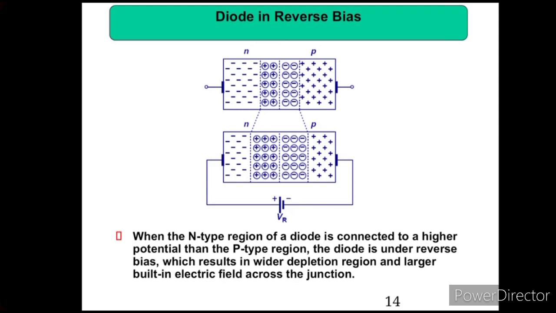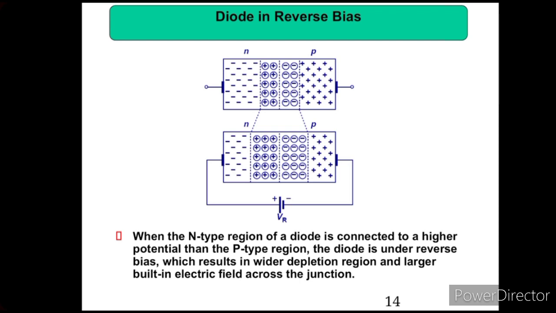The first condition is the reverse bias condition. Reverse bias means the diode acts as an open switch, or as a non-conductor. When the n-type region of the diode is connected to a higher potential than the p-type region, the diode is under reverse bias, which results in a wider depletion region and a larger built-in electrical field across the junction. At that time, the positive terminal of the battery is connected to the n-type semiconductor material and the negative terminal of the battery is connected to the p side.